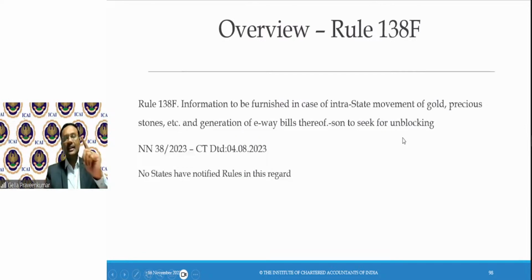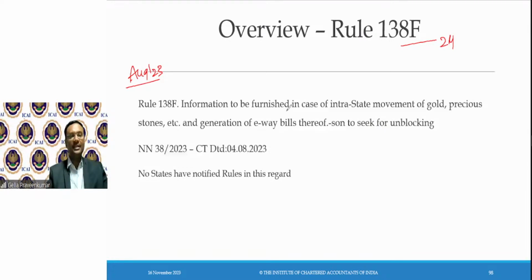Students, this is the new provision which came in August 2023. Examination, May 2024, which is a new syllabus. Please expect one theory question based on 138F, probably for 2 marks. One of the theory questions, part of a theory question.